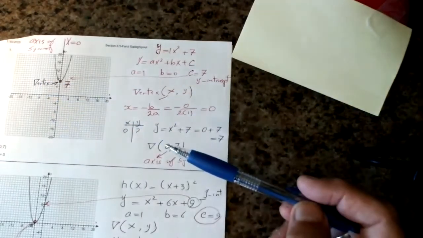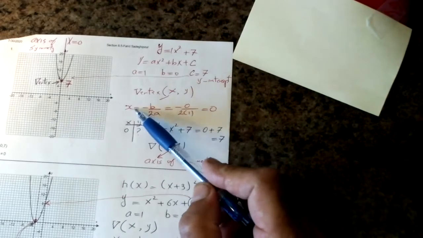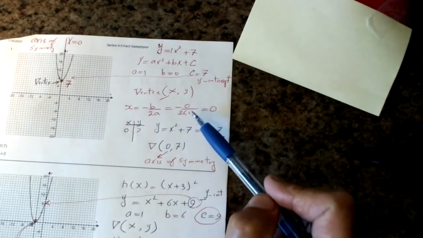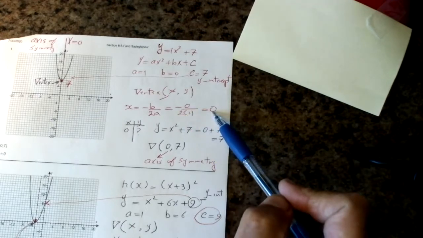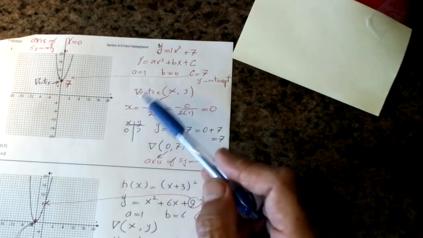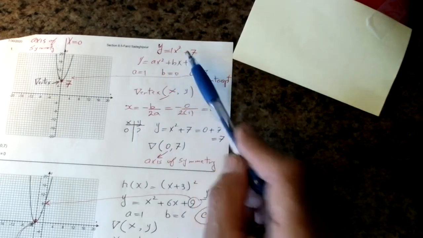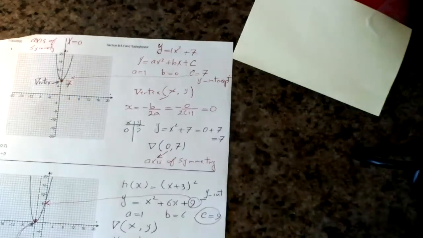But if you want to do calculations, the x of the vertex is always minus b over 2a. But since b is 0, regardless of what a is, 0 over any number is always 0. So x is 0. Anytime you want to find the y value when you have the x, you always take the x and put it in the original equation. So to find the y, if I put the 0 here, y is 7. So the vertex is 0 and 7.